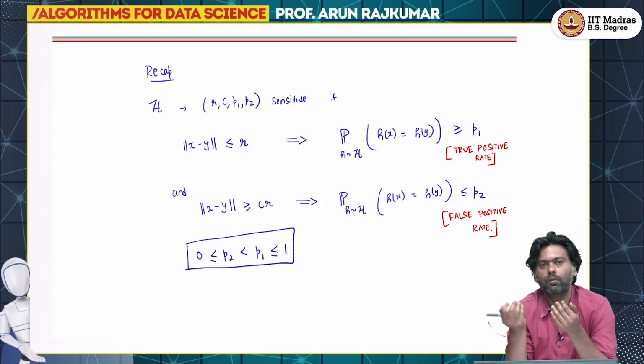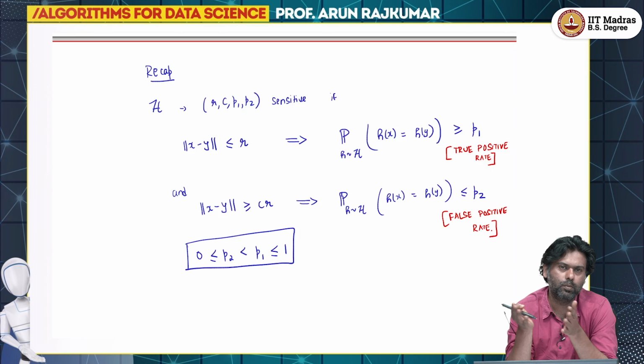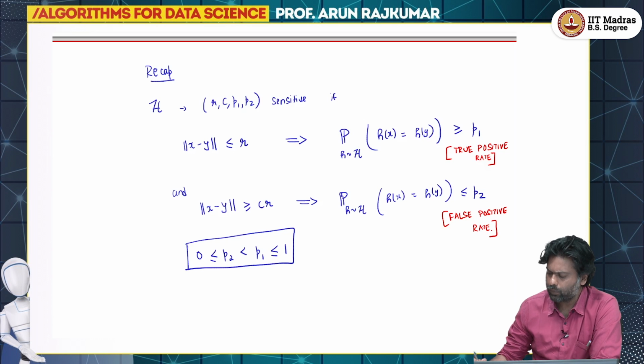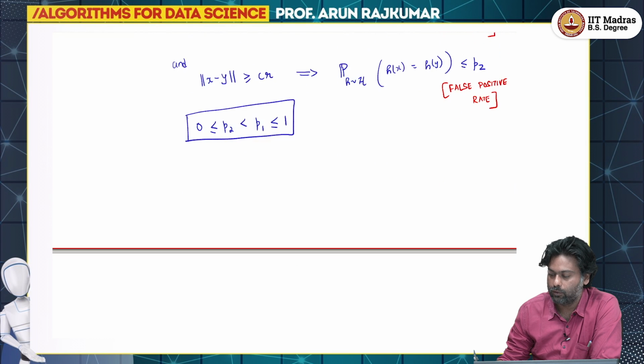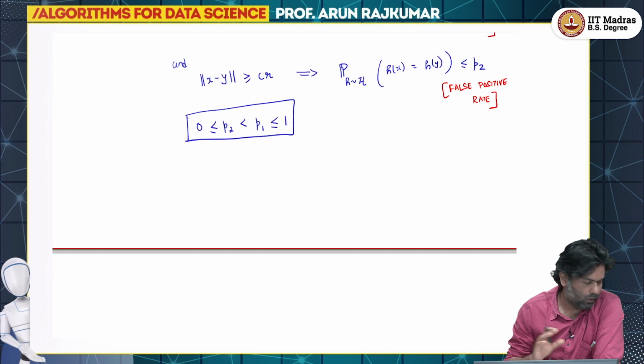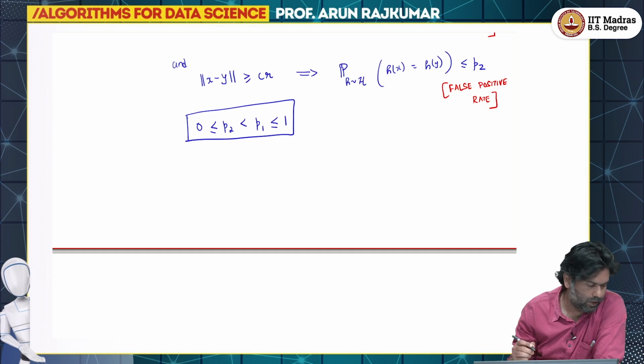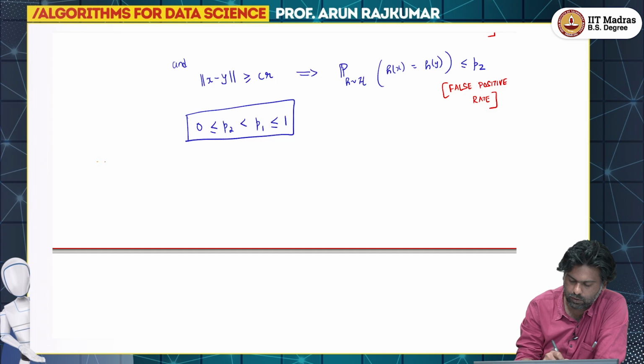So that's why P2 is the false positive rate, and P1 of course is if a point is close by, then it better be there. So that is the true positive rate. We want the true positive rate of course to be much larger than the false positive rate, right? So that's the goal of designing hash functions and so on. Now we already saw, right? So one example of such a hash function.